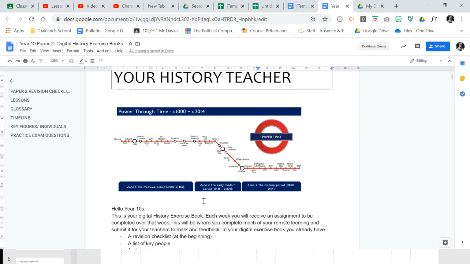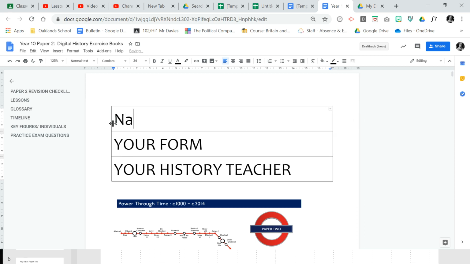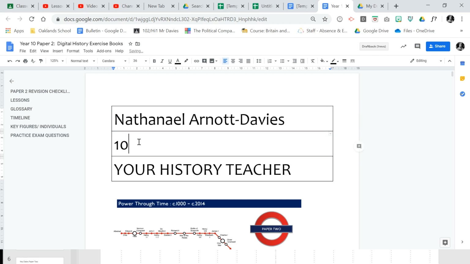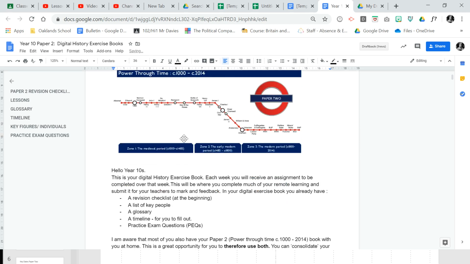So here we have a version that will look very similar to the one that's been set for you by me, where you would put your full name. So for me, obviously, it would be this, but it would be very different for all of you. Your form, I might as well put 10-ash because I'm a 9-ash tutor. And your history teacher, well, I teach myself a lot, so I'm going to put my name.